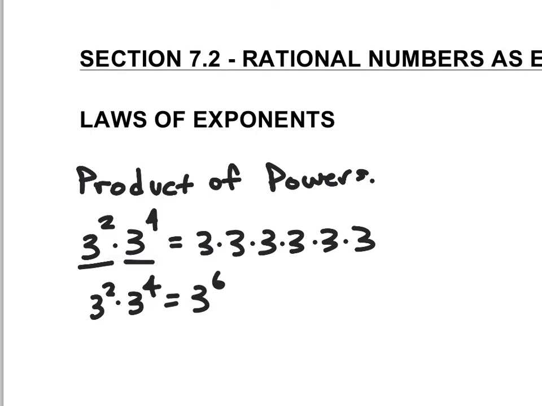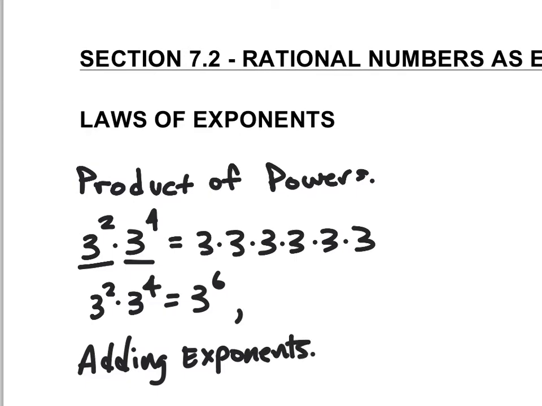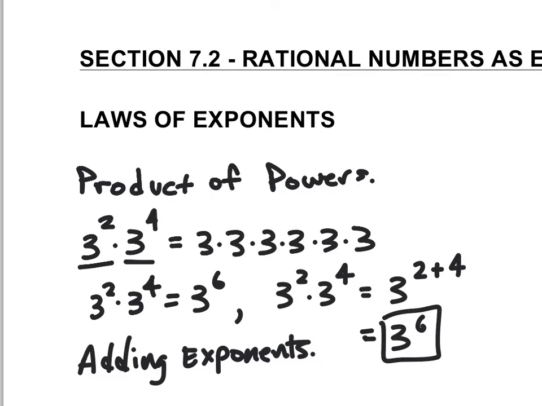What I'm doing here is adding my exponents. So if I had 3 squared times 3 to the 4th power, I could write that as 3 to the 2 plus 4 power, which gives me 3 to the 6th. The point of this, guys, is not for you to write this out every time. The point is for you to see the pattern, and when you see 3 squared times 3 to the 4th, you automatically just write 3 to the 6th, or do the math out here. So that's the first one.